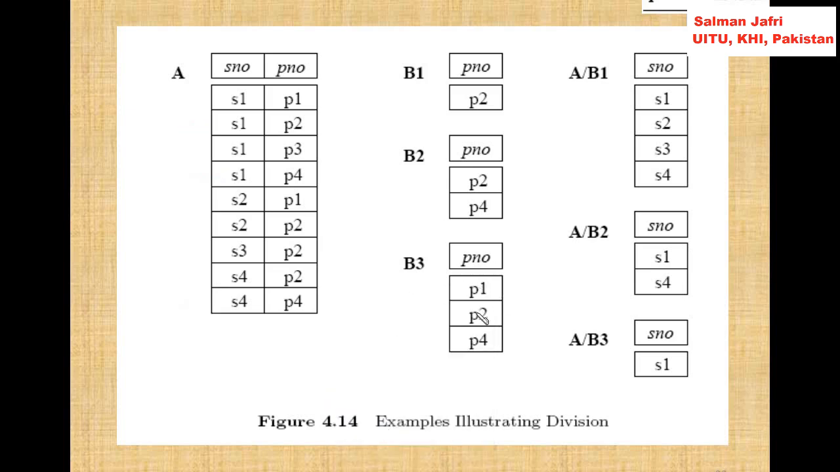Now B3 contains P1, P2 and P4. So we find the S number that appears with P1, P2 and P4. So is S1 the answer? P1? Yes. P2? Yes. And P4. Is there any other candidate that is appearing with these three, P1, P2 and P4? No. So the answer is S1.